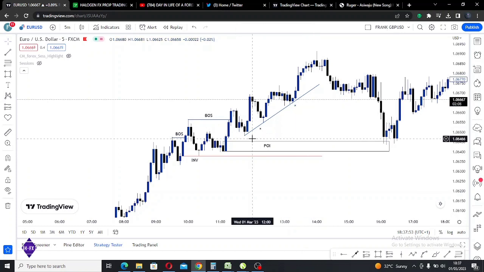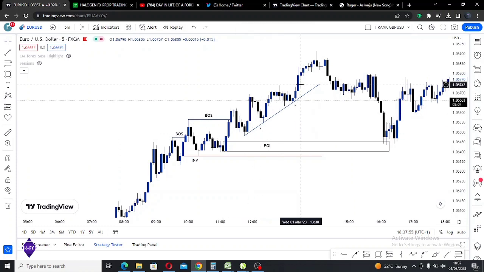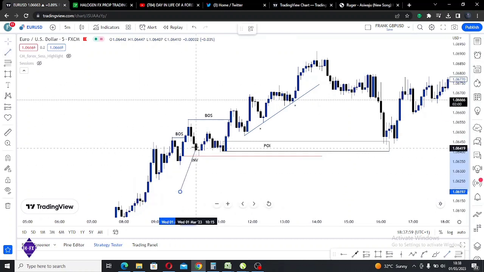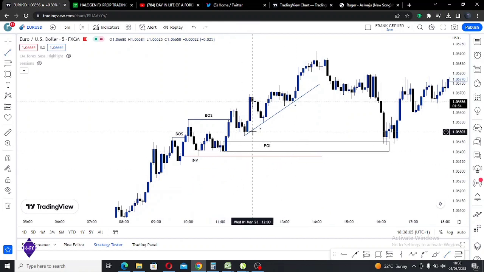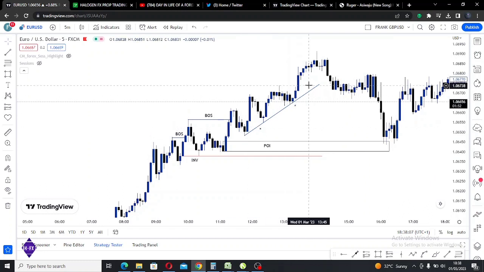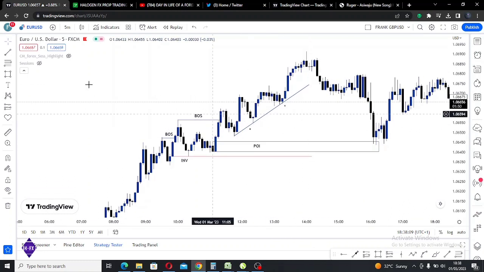So I'm not looking for a buy opportunity around here, because this is where the point of invalidation occurs, the mitigation. That's where the institutions, the banks, are willing to buy from. All these others are just inducing liquidity. And you can see what the market did.